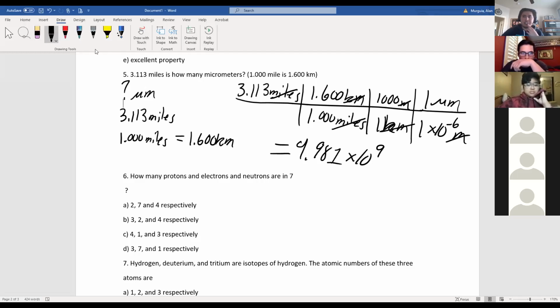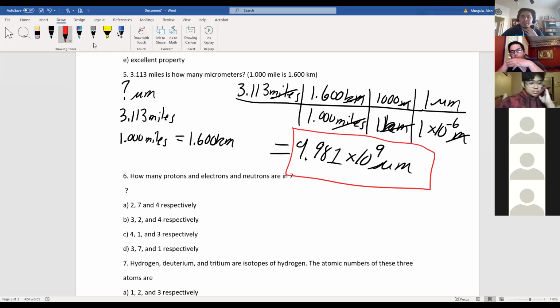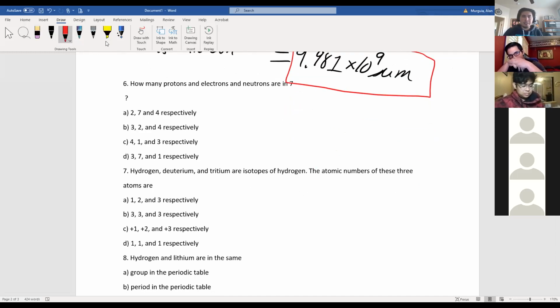Oh, and what are your units here actually? Because this is almost incomplete. Micrometers. Exactly, micrometers. So your final answer would be 4.981 or 4.980 times 10 to the power 9 micrometers. Exactly, good job. So if you guys have any questions, feel free to ask them.